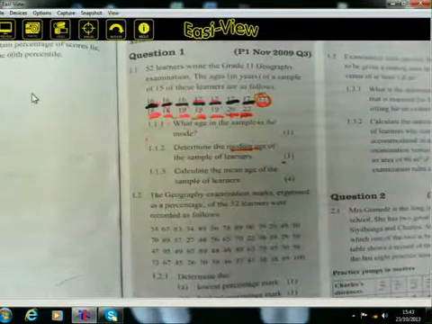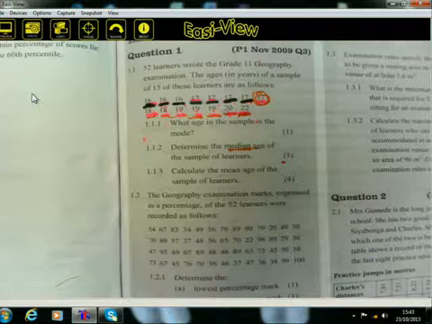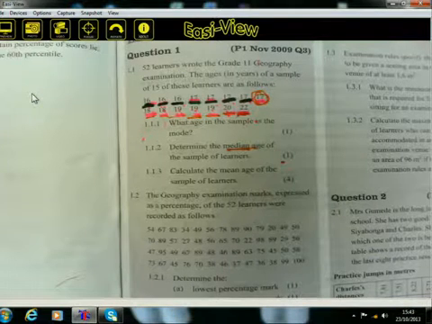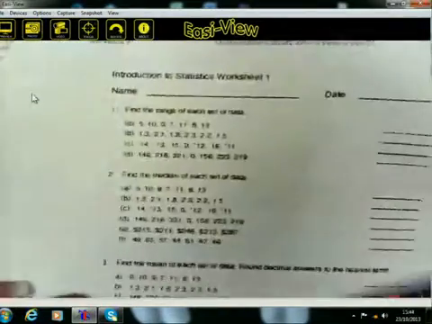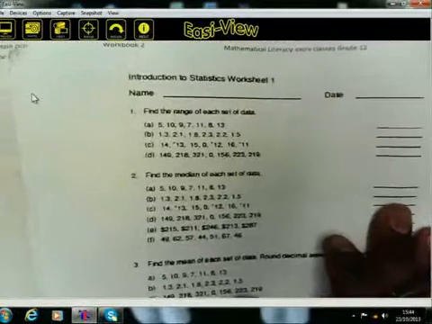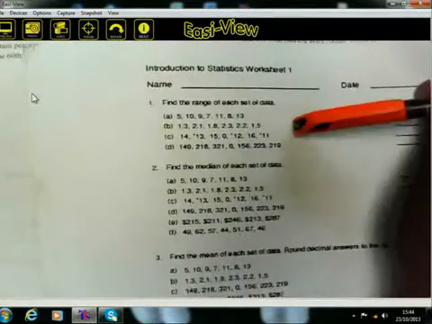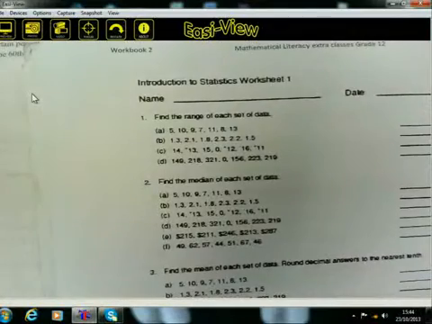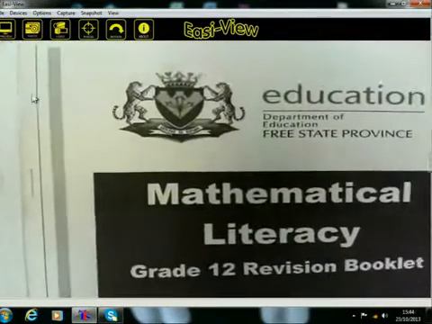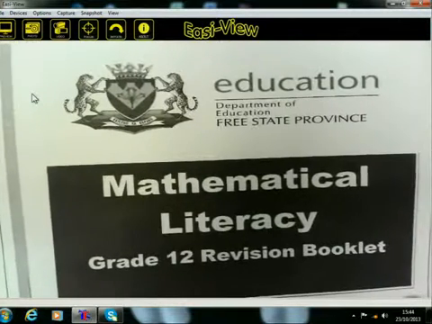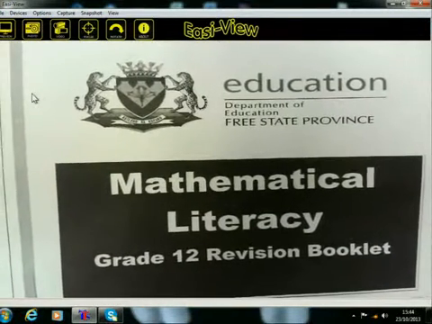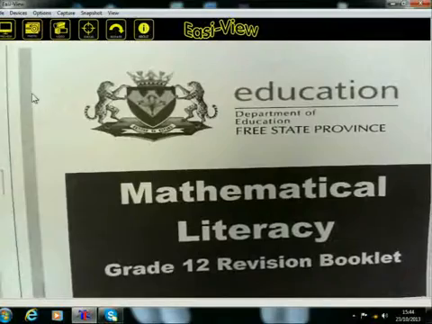Now, let's go again and check for ourselves. This one, if you don't have it, is a revision book that was made for learners. You can check it, and if you don't have it, make a point that you get it. It's a mathematical literacy grade 12 revision booklet designed by the department. If your school doesn't have it, make a point that you get it because it's good for revision.